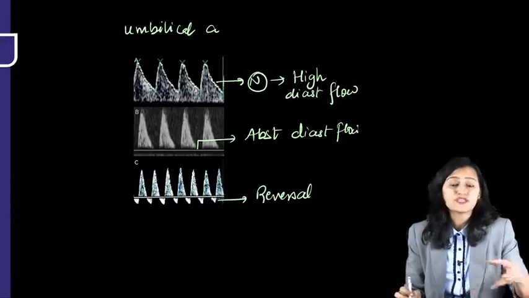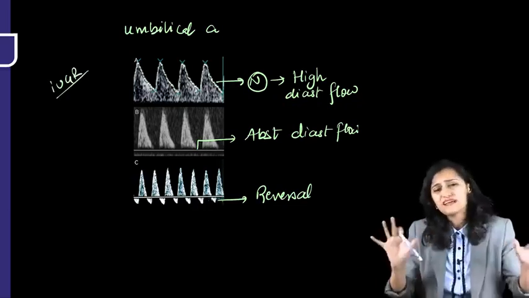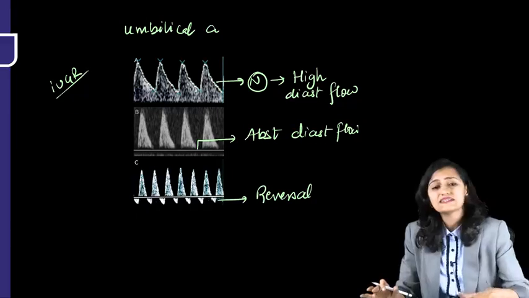Next one, coming to obstetric Doppler, which is done to look for IUGR, the blood supply to the fetus as well, or whether there is any IUGR.